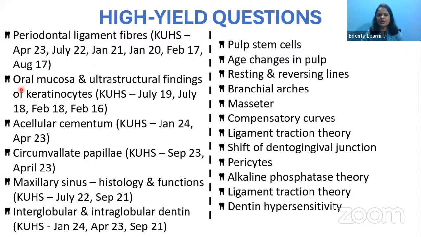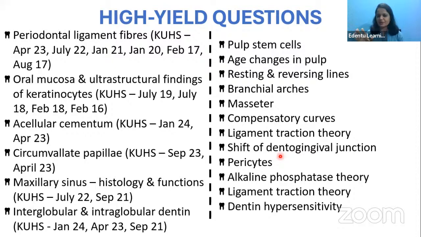The first one is the periodontal ligament fibers, then the oral mucosa and the ultrastructural findings of the keratinocytes. Another very important question: acellular cementum, a short note question; circumvallate papillae short note; maxillary sinuses, histology and functions, short notes; interglobular and intraglobular dentine. All these are very important topics that you should definitely look at before going into the examination. These questions are important, and these others are surprise questions. They are not frequently asked, but in the university exam paper there will always be one or two surprise questions in the brief note section.